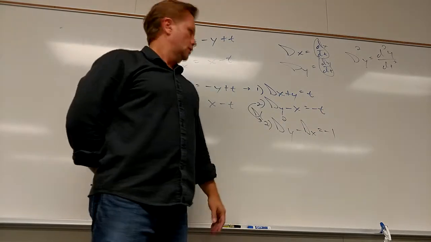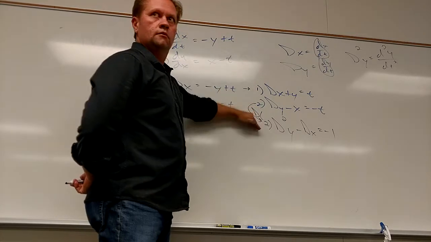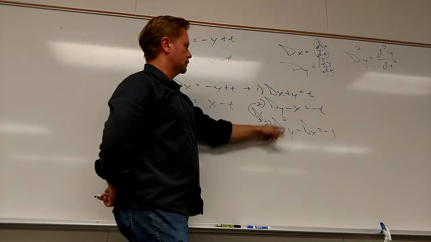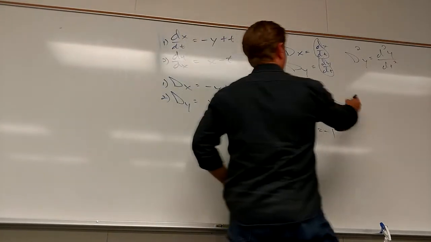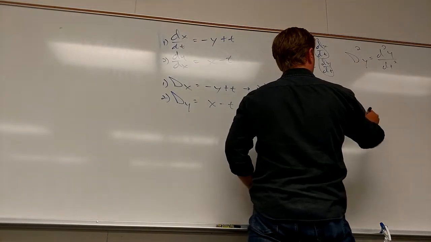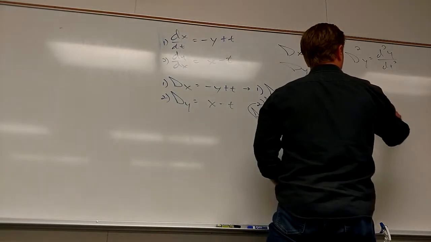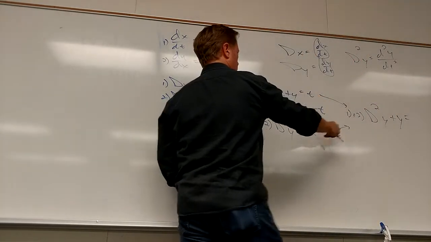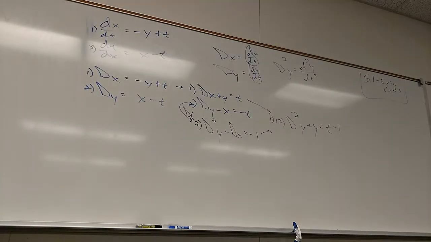I like it. So what can I do between these two now? How does elimination work? If I add them together, the dx's will cancel. So if I add 1 and 2, the dx's cancel. I get d squared y plus y equals t minus 1. What is that?